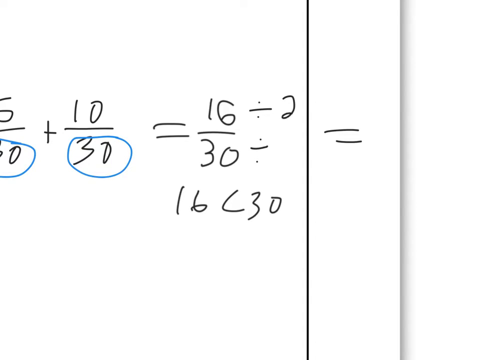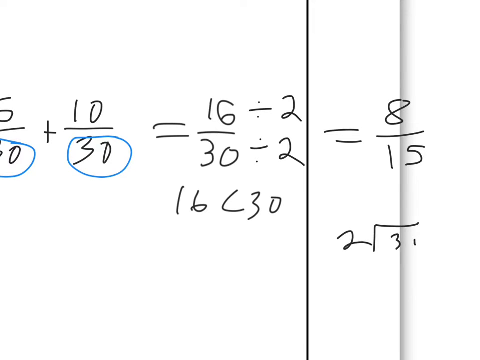How many times does 2 go into 16? 8. How many times does 2 go into 30? You can use your multiplication table, guys. No, 25 times 2 is 50, so it cannot be 25. But you're on the right track. It's going to be 15. Good, excellent.